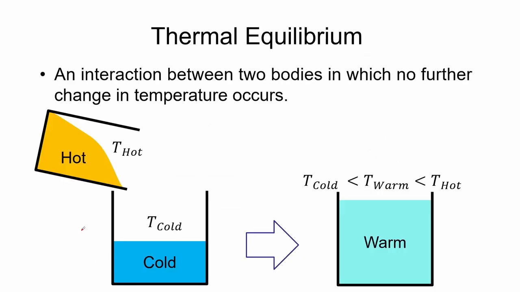Thermal equilibrium occurs when we have two or more bodies which interact with one another and reach a point where both bodies will have the same temperature. We can observe this when we pour hot water into cold water, which eventually reaches an equilibrium where the temperature is neither hot nor cold but warm.